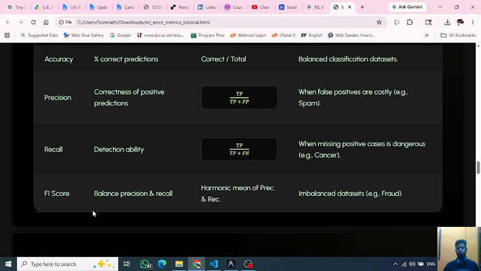The last one is F1 score. It balances precision and recall. Equation: harmonic mean of precision and recall. Actually, the F1 score considers both precision and recall. When to use it? On an imbalanced dataset. That means suppose a dataset has two categories, and the number of samples per category is not equal. Some are very large, some are very low. In that case, we can use the F1 score.